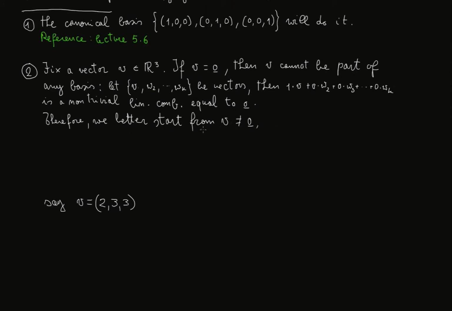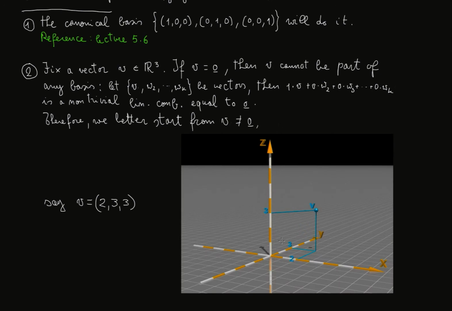Therefore, we better start from a vector v different from 0 if we hope to eventually find a basis of R3. Let's say, for example, that v is equal to the vector (2, 3, 3), which is drawn in the following way. So you see the coordinate x is 2, the coordinate y is 3, and the coordinate z is 3. So we have v placed in a three-dimensional Cartesian coordinate axis system as so.